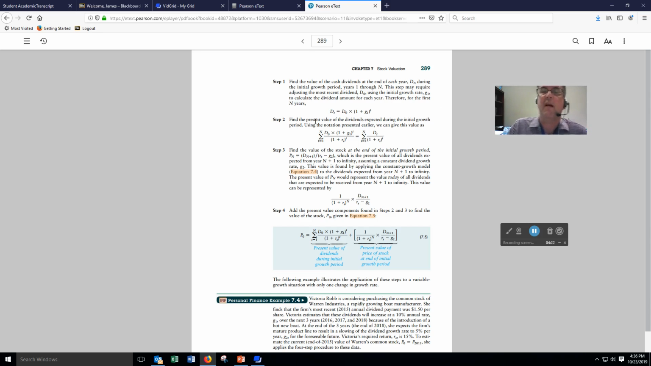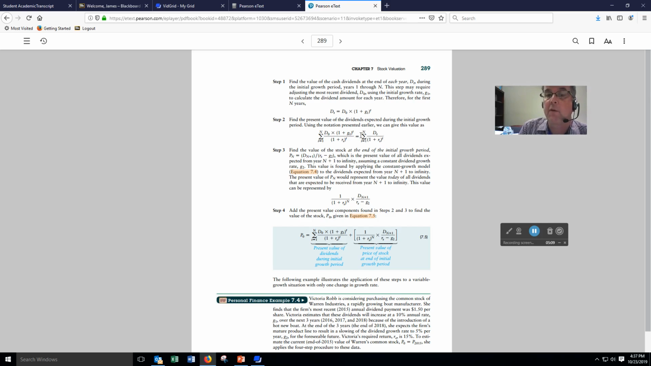Then we're going to find the present value of the dividends expected during that initial growth period. So once we've got these dividends calculated over the next 5 years, we're going to take the present value of them for each of these 5 years, for years 1 through capital N. And if you look here, we're taking the initial dividend, calculating it in year 1, 2, 3, 4, and 5, discounting it for 1, 2, 3, 4 or 5 years, depending upon how long it is away. And then we're adding them up.